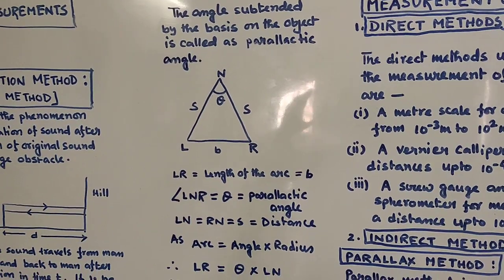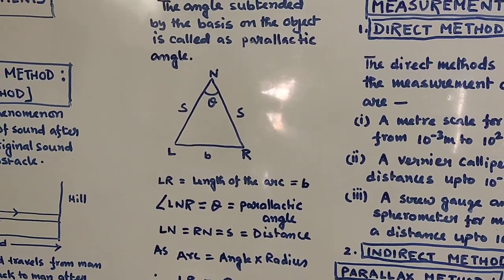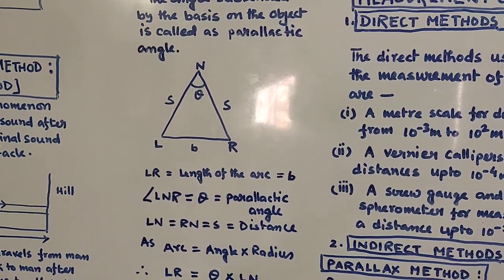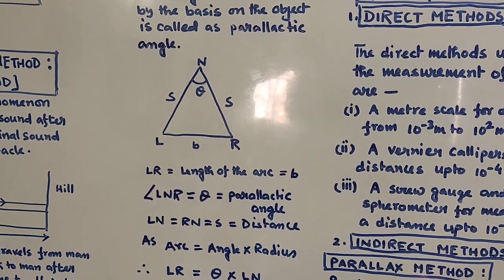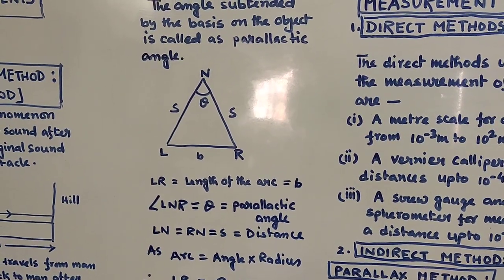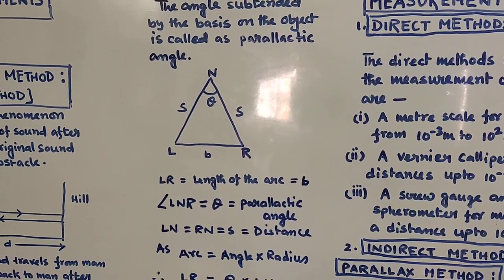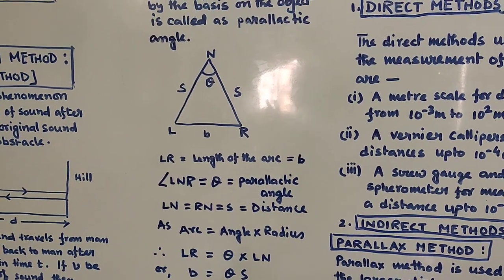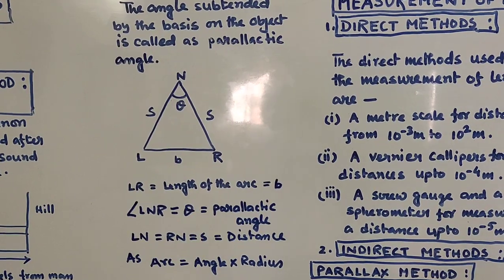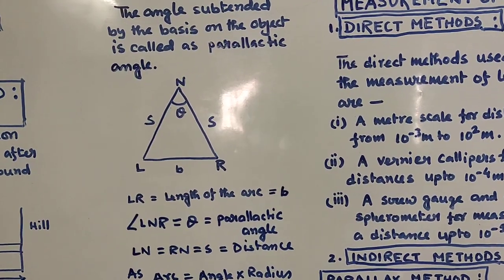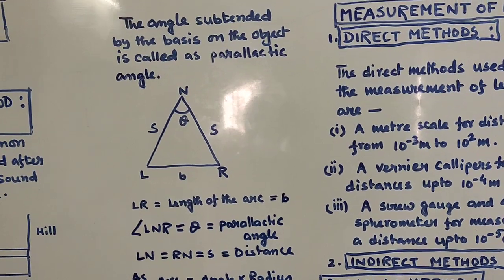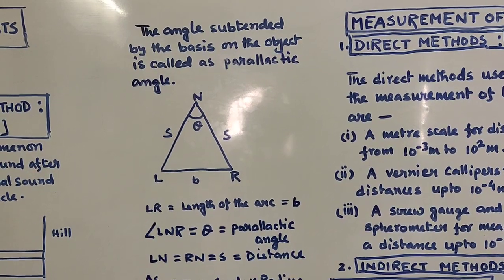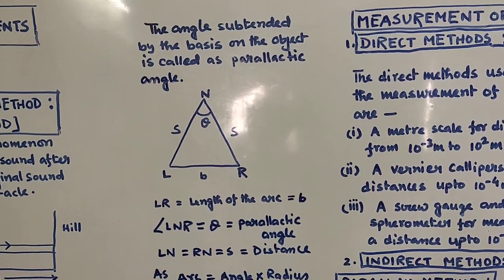So you see a simple diagram we have drawn. Let me consider N is your object, and L and R are your left eye and right eye. The distance between the left and right eye is your basis, which we denote as small b. LN is your line of observation with respect to the left eye, and RN is your line of observation with respect to the right eye. The angle between the two lines of observation is theta, and that is your parallactic angle. So the angle subtended by the basis on the object N is called the parallactic angle.